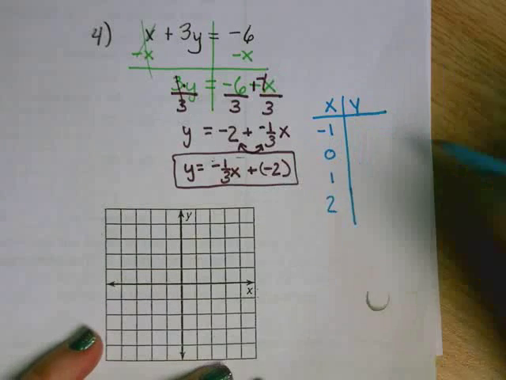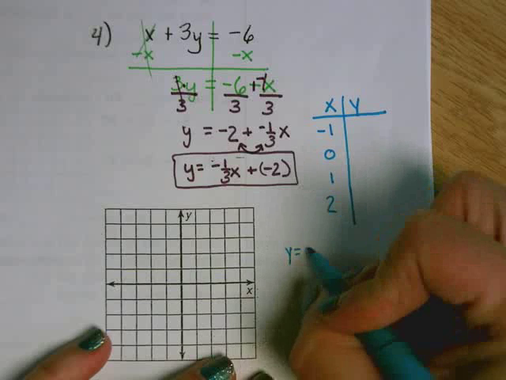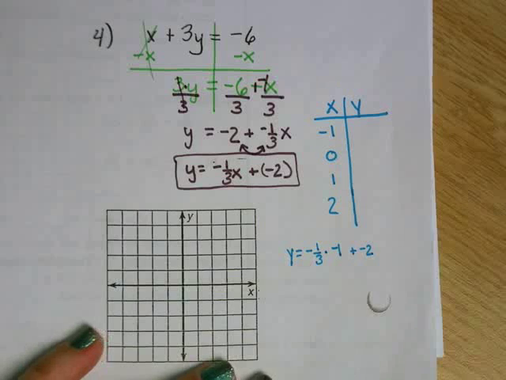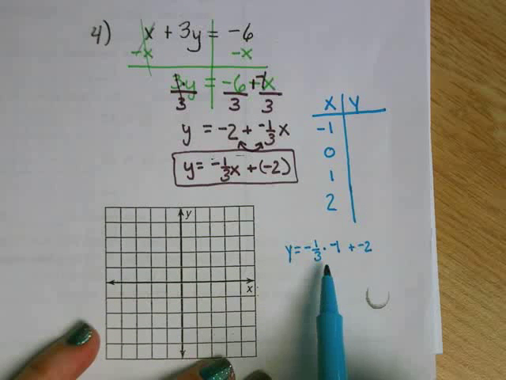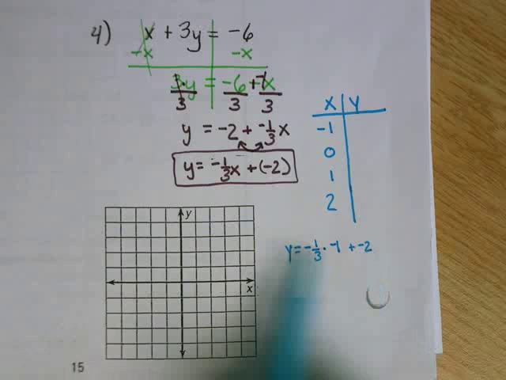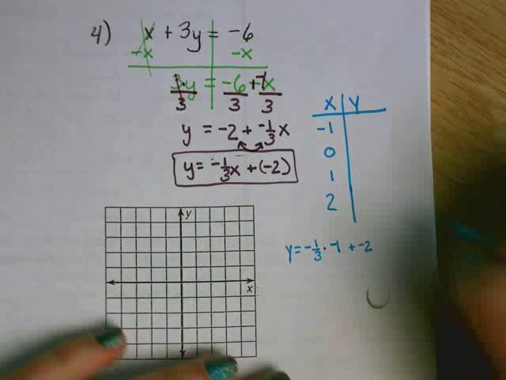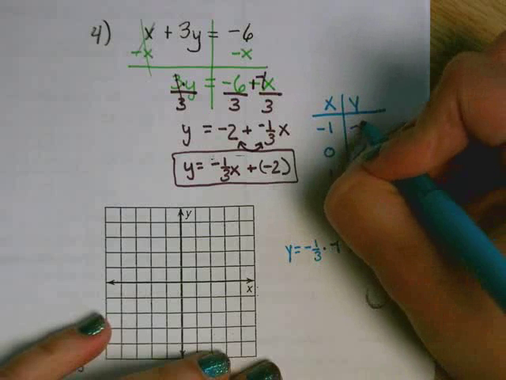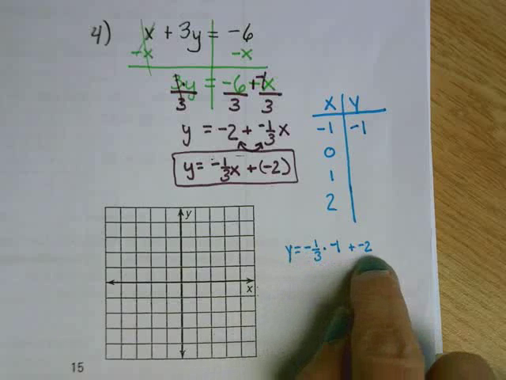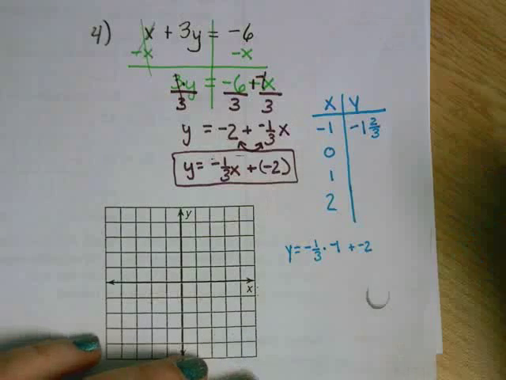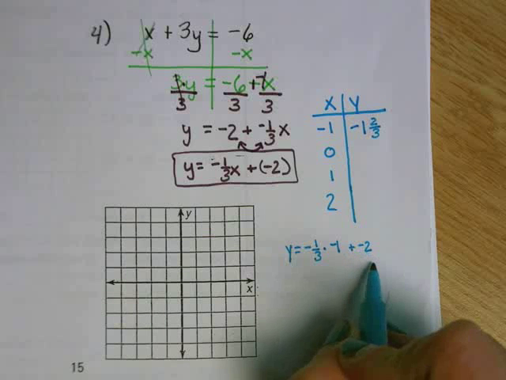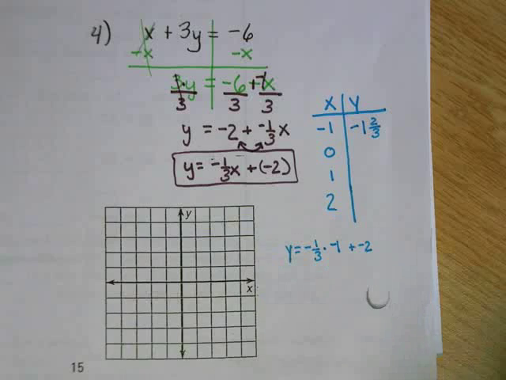Negative 1, I didn't leave myself very much room over here, so I'm going to do it down at the bottom. y equals negative 1/3 times negative 1 plus negative 2. All right, negative times a negative, this is going to be a positive 1/3 plus negative 2. So can you imagine if you're down at negative 2 and you're adding a positive 1/3 to it, you're going to be at negative 1 now, because you were at negative 2. You've added a third, so now it's just negative 1 2/3, if you can visualize that. Or we could make those into fractions and find a common denominator and actually add them together.